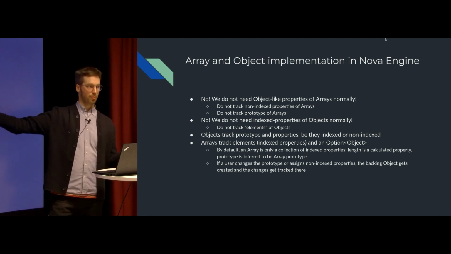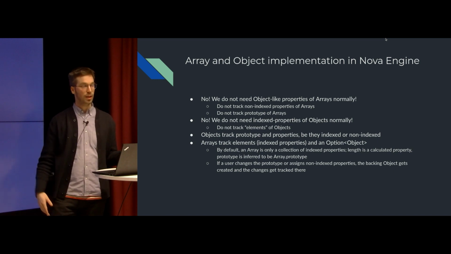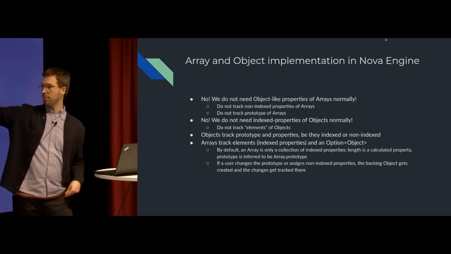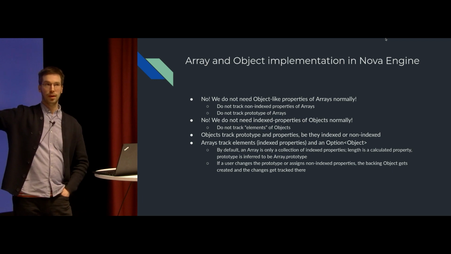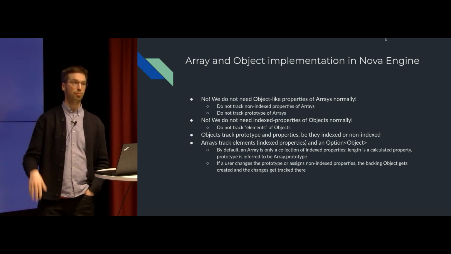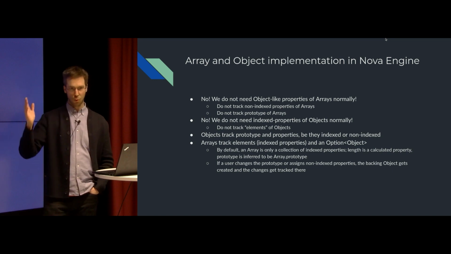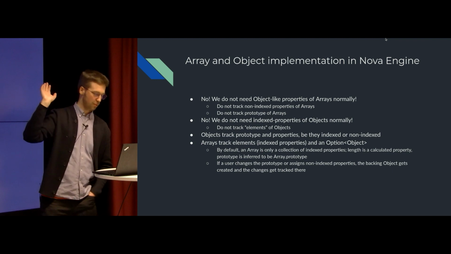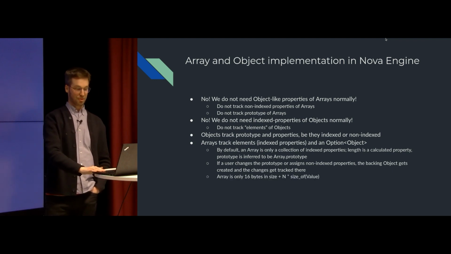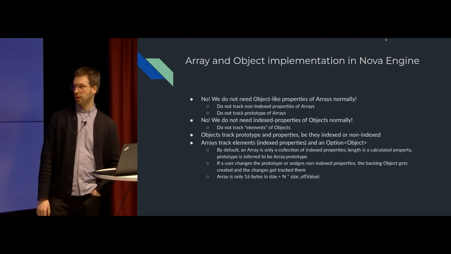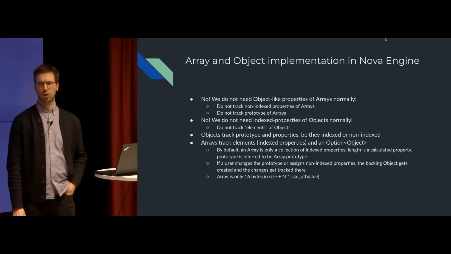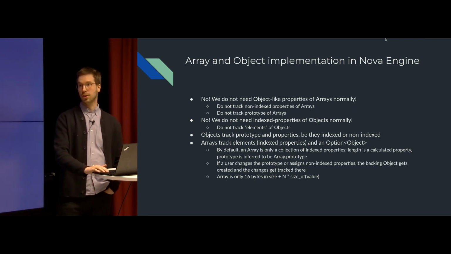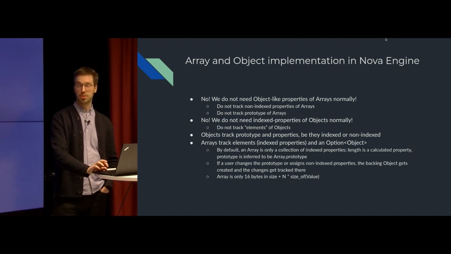If you change the prototype of an array, or you assign foo or bar into your array, then we create the backing object and we make this option Some. And that object can then do tracking of those things. We don't care. It's going to be slower, but why are you doing that? Don't do stupid things. As a result, our array is currently only 16 bytes in size. It might grow to 24. And then the number of items, or actually the capacity of the array.